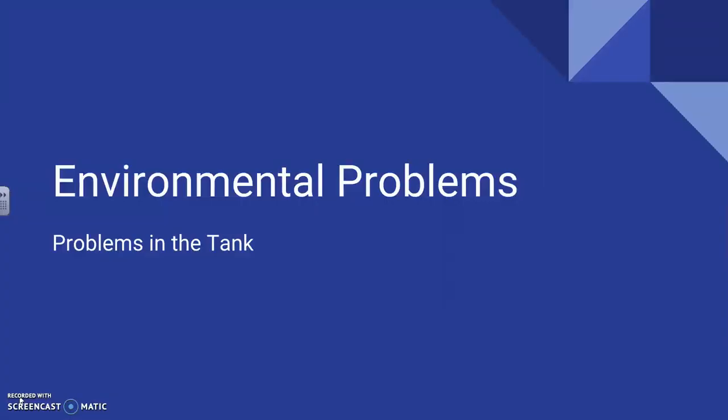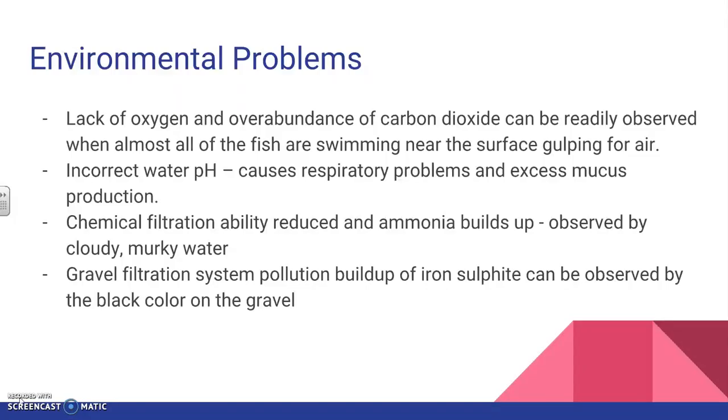Environmental problems. So these are problems within the tank. It could be a lack of oxygen and an overabundance of carbon dioxide. You can see this when almost all the fish are swimming near the surface, gulping for air. They're trying to get oxygen. If the water has an incorrect pH level, this will cause respiratory problems and excess mucus production.